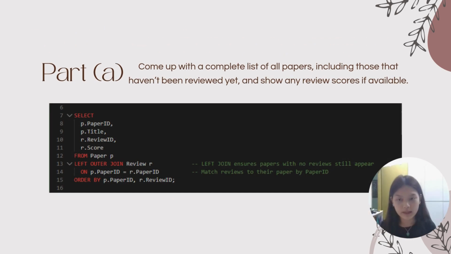The query selects paper ID and title from paper, and then left outer joins the review table on paper ID. A left join returns all rows from the left table, which is paper, and matching rows from the right table, which is review. If a paper has no reviews, the joined review columns, which are review ID and score, will come out as null. Finally, it is ordered by the paper table's paper ID and the review table's review ID, which ensures that the papers are grouped and reviews, if there are any, are listed in a stable order.